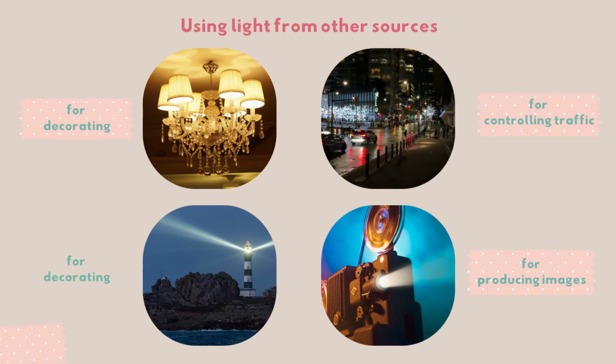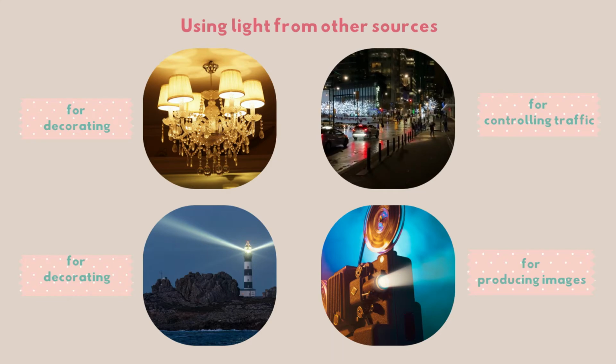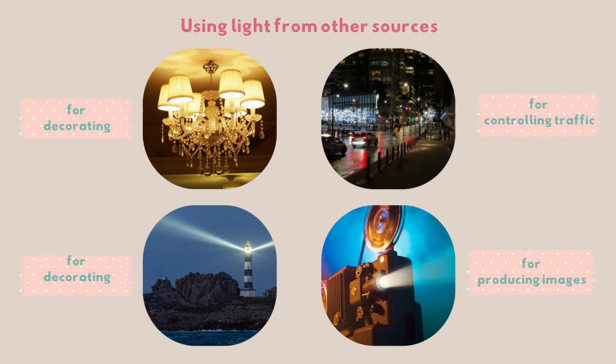First, for decorating. We use colorful lights to decorate or beautify places. Next, for controlling traffic. Traffic lights help to control the flow of traffic on roads. For warning, a lighthouse gives out a strong beam of light. It helps to guide ships in the dark and warns ships of danger.